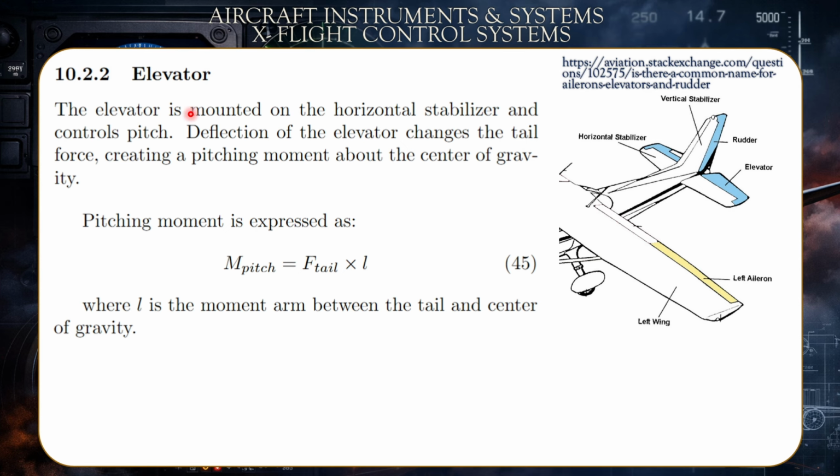Elevator. The elevator is mounted on the horizontal stabilizer. That is the horizontal stabilizer. And the deflection of the elevator changes the tail force, which means it creates a pitch up or pitch down moment, creating a pitching moment about the center of gravity of the aircraft. So the pitching moment is expressed as the moment of pitch equal to the force exerted at the tail multiplied by the distance from the tail to the center of gravity. L is the moment arm between the tail and the center of gravity of the aircraft.